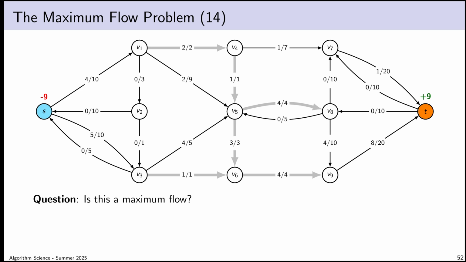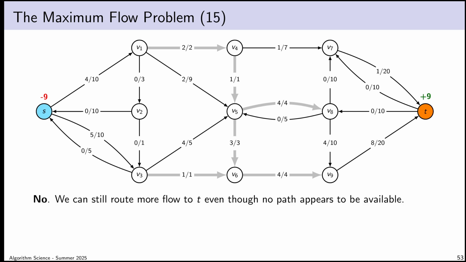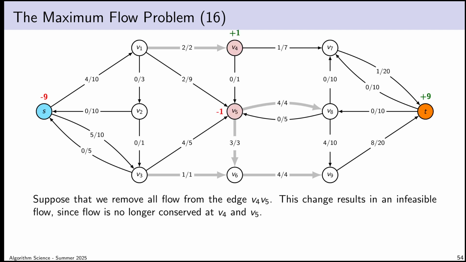It might be because I didn't choose the right augmenting paths to begin with, or maybe because I need to open my mind a little bit to other ways of pushing flow between vertices. So it turns out that the answer is no, it's not a maximum flow, and that although no augmenting path appears to be available, there is a way of getting at least one more unit of flow to vertex T. I can show off how to do that.